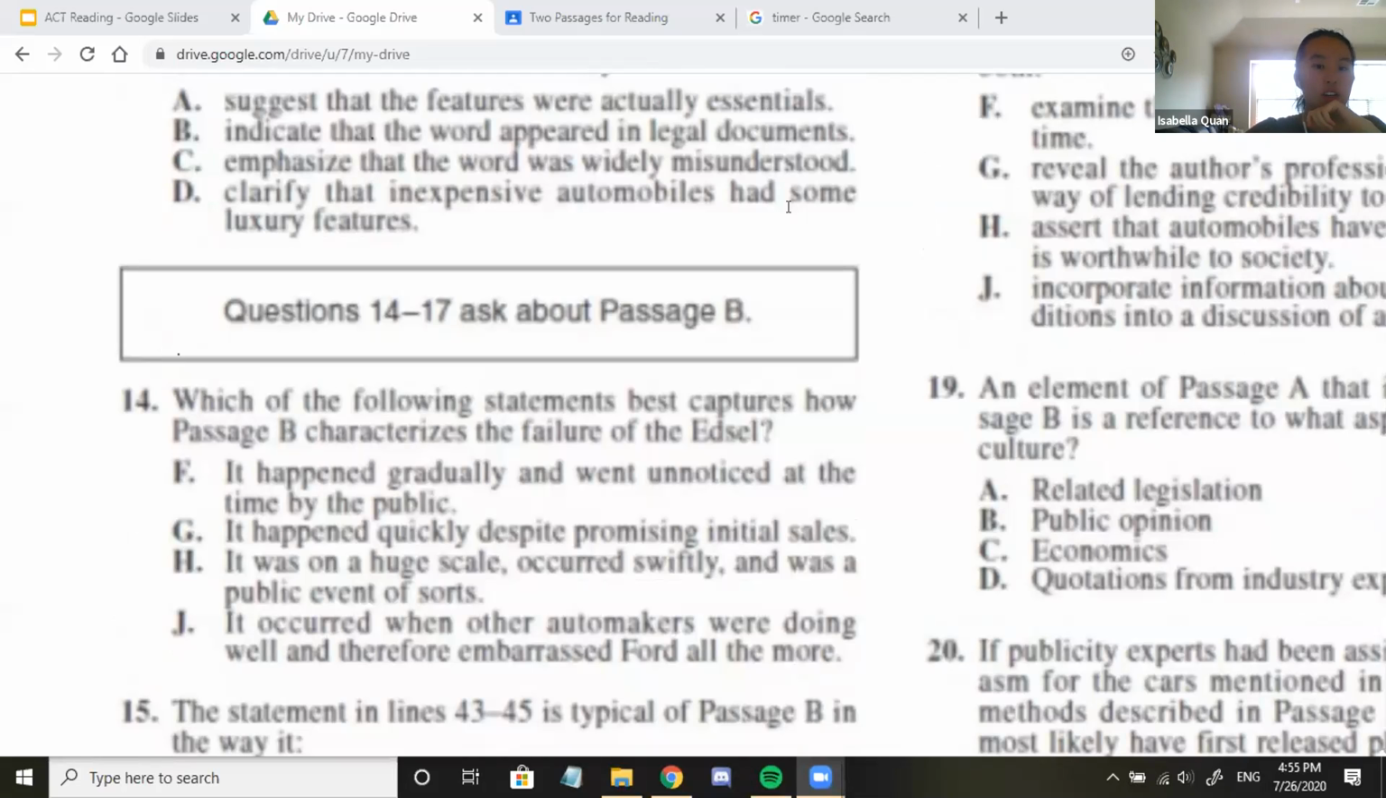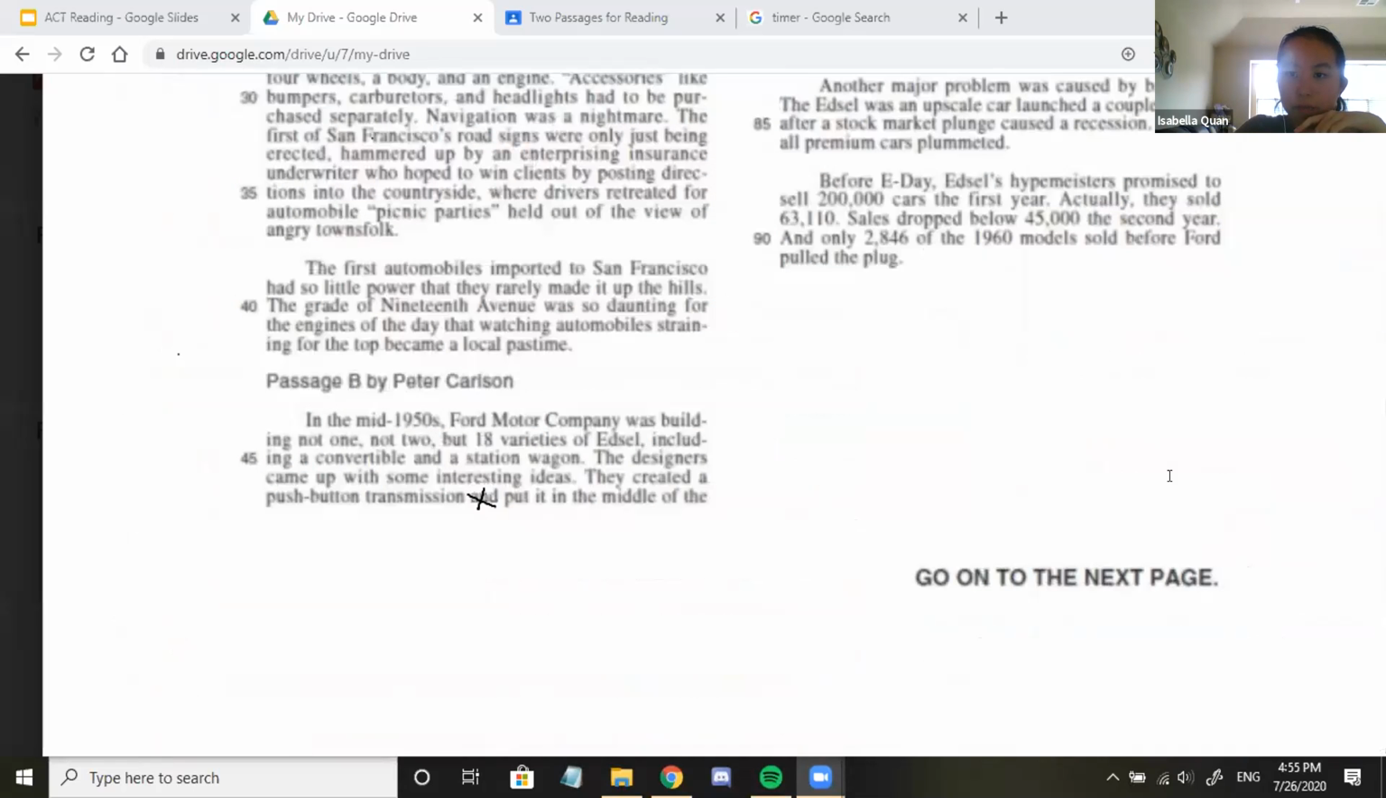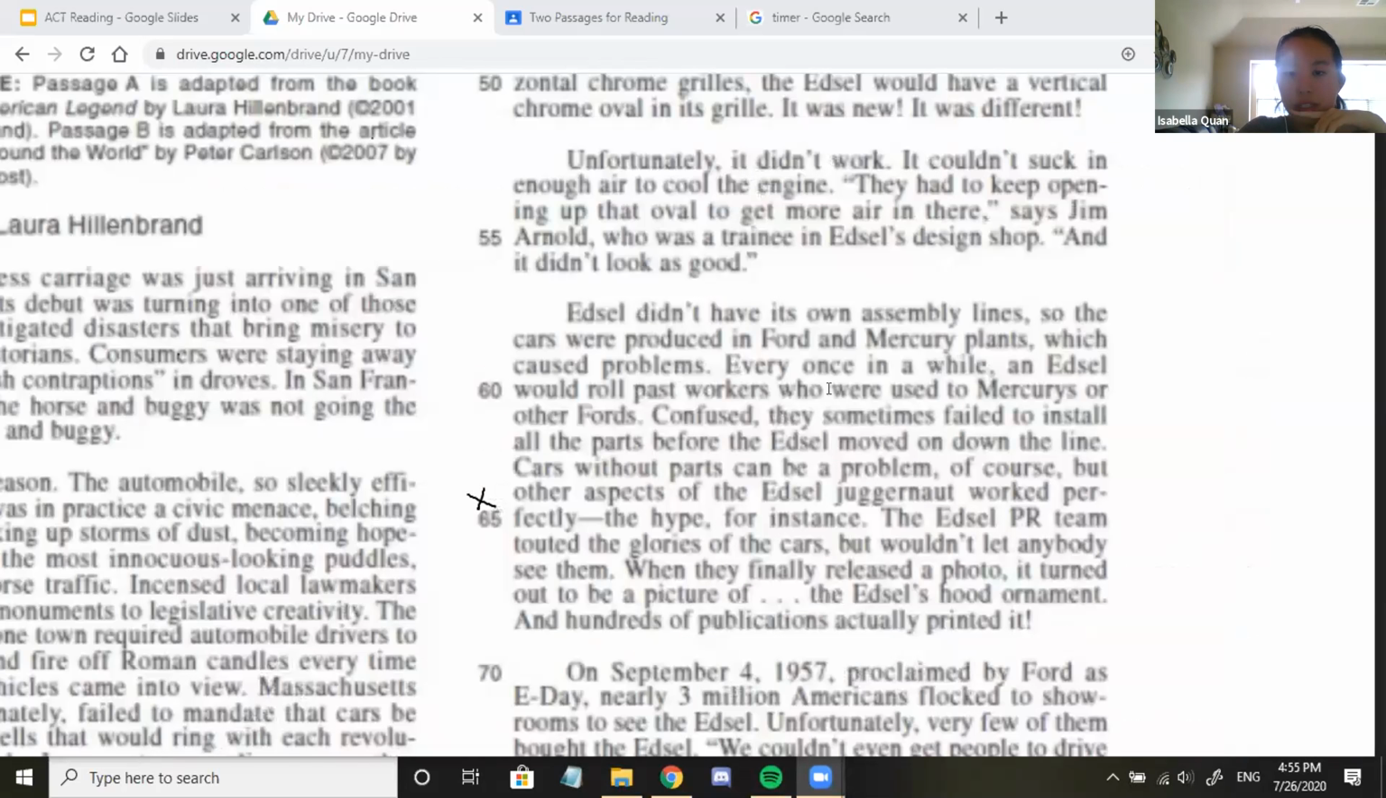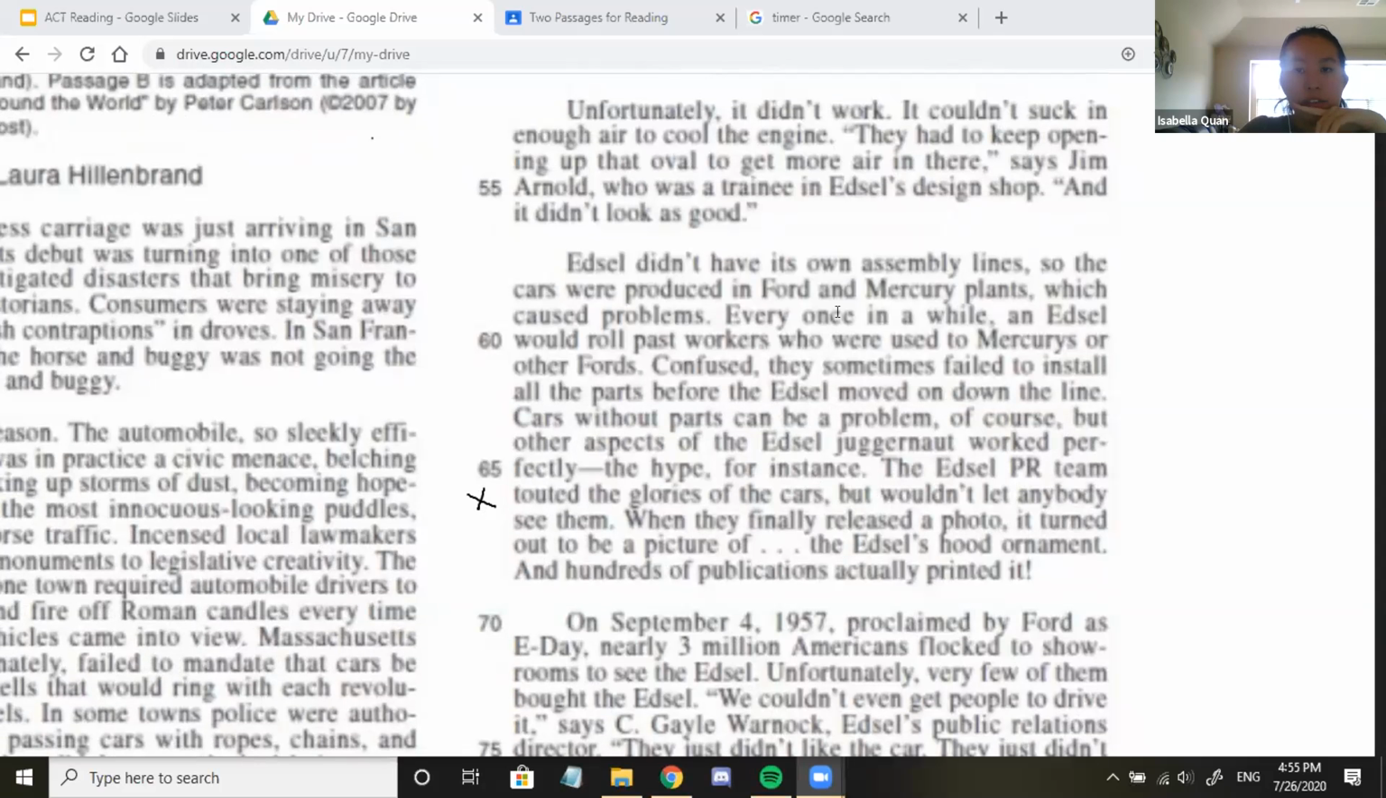So it definitely did not go unnoticed, because when it actually released, didn't they have like 3 million or so people? It did not happen quickly. They were very, very slow about it. Let me see if I can find evidence for that. Yeah, they had it happen really slowly. They wouldn't let anyone see them. Every once in a while an Edsel would roll past workers. They were really slow about it. That's kind of the point of it.